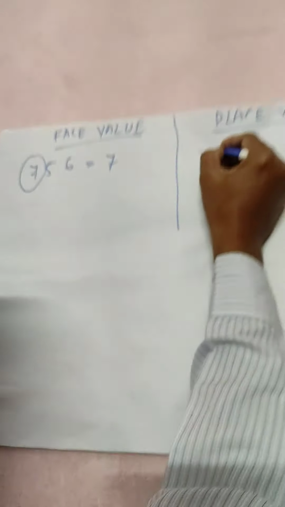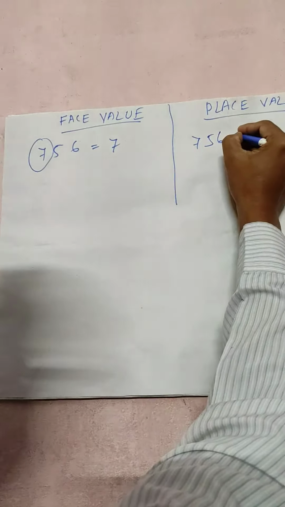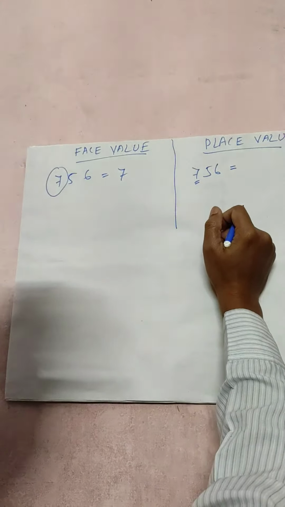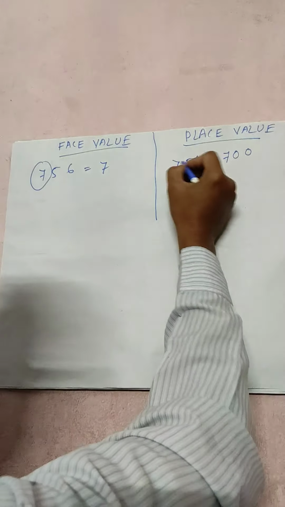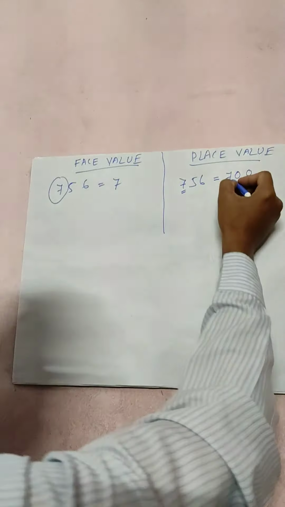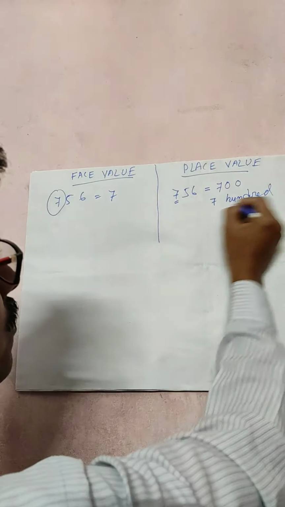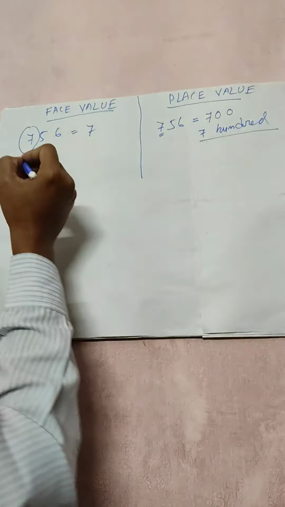Now again I am writing the same number, 756. Now I am asking you for this 7, the place value. So place value is 1, 10, 100, 700. Where is the place of the 7? It is the 100 place. That is why it is 700. You can write it in words also, this is 700. So in words 700, in number 700, both.